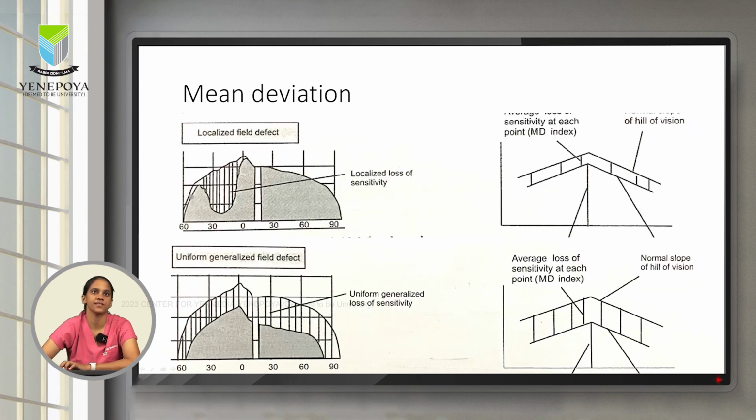So, for example, see here, a normal hill of vision is supposed to look like this. This shaded area is where your patient has a defect. So, this is the localized defect, right? Only here the hill of vision has fallen, but the rest of the height of the hill is normal. This is the uniform generalized field defect. That means the hill has fallen everywhere equally. In this, the MD will be reduced.